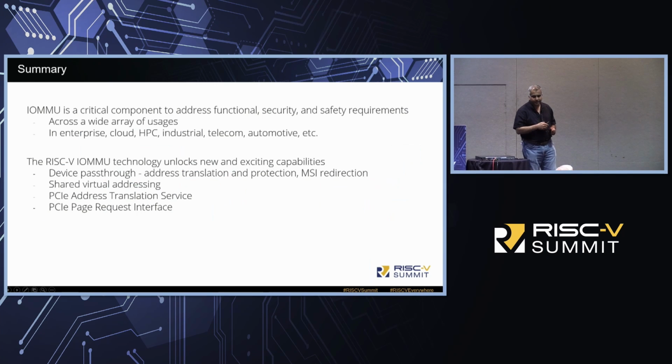So to summarize, the IOMMU specification that we ratified this year is a critical component to address functional, security, and safety requirements across a wide variety of usages in the enterprise, cloud, HPC, across segments. And the RISC-V IOMMU technology unlocks new and exciting capabilities, such as being able to do device pass-through in a secure manner, with the IOMMU providing the address translation and protections, MSI redirections, shared virtual addressing, and support for PCIe address translation services and page request interfaces.